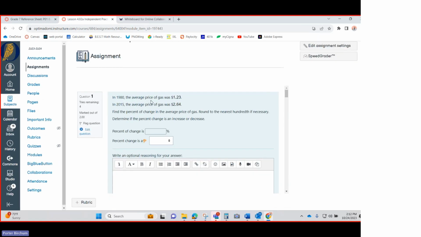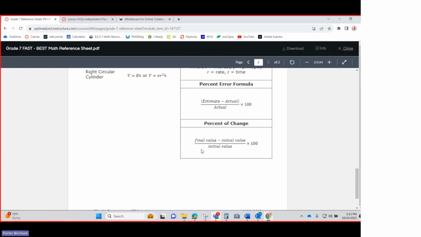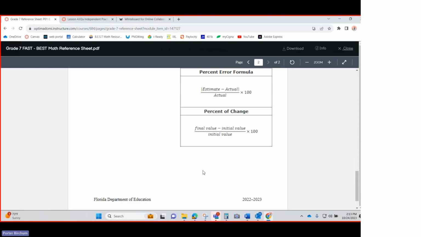Question 1. In 1980, the average price of gas was $1.23. In 2015, the average price of gas was $2.64. Find the percent change in the average price of gas. Round to the nearest hundredth. That's important. Round to the nearest hundredth. If necessary, determine if the percent change is an increase or decrease. Percent change. So it looks like we're going to use the percent change formula.